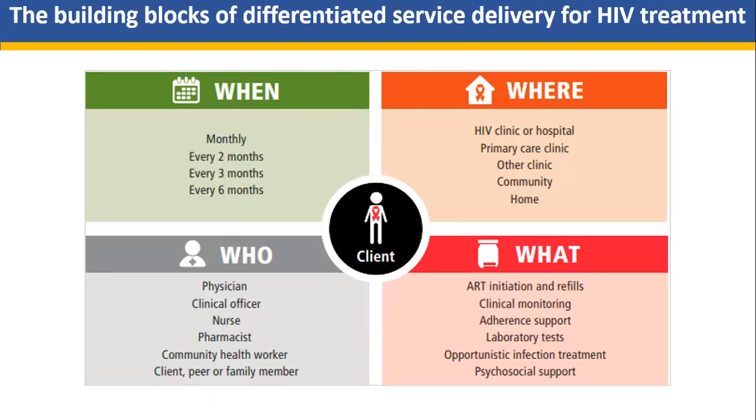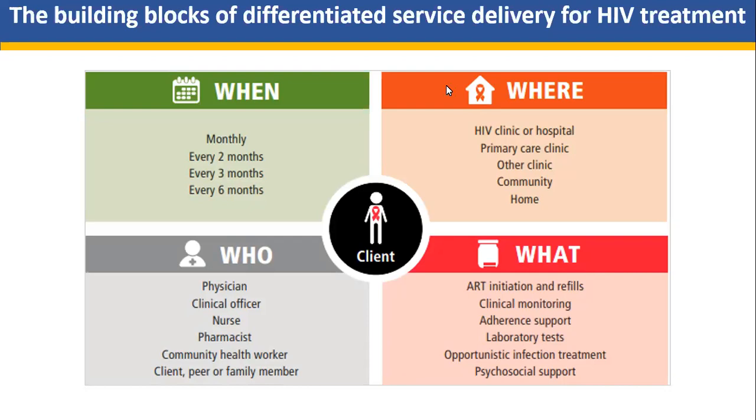By when, we mean: if we have done the dispensation, when should we call our patient the next time, whether monthly, or at a 2-month interval, or a 3-month interval, or at a 6-month interval. And by where, we mean where the services are being provided: at the HIV ART center, or a primary care clinic, or another center, or in community healthcare settings, or at home.